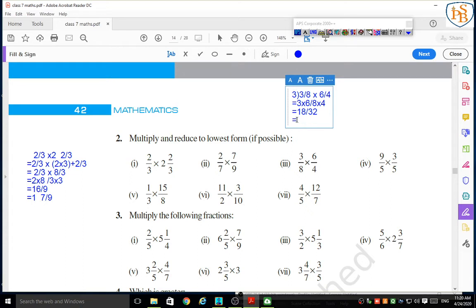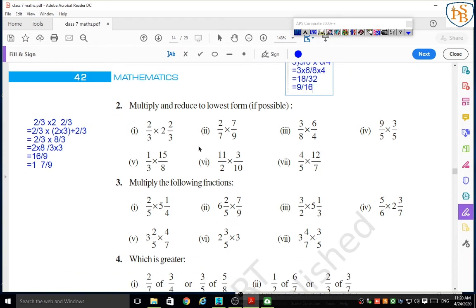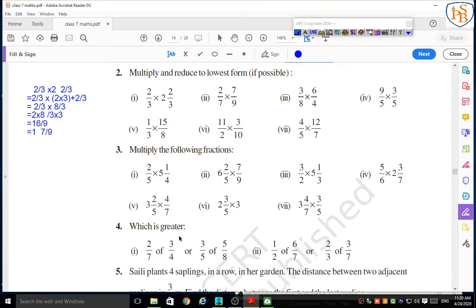So what will be the answer? 18 upon 32. What will be the reduced form of 18 upon 32? Okay, both are even numbers and we can divide them by 2. So 2 9s are 18 upon 2 16s are 32. So the reduced form of my product is 9 upon 16. Okay, like this you have to solve question number 2 and question number 3. You have to solve these questions yourself.